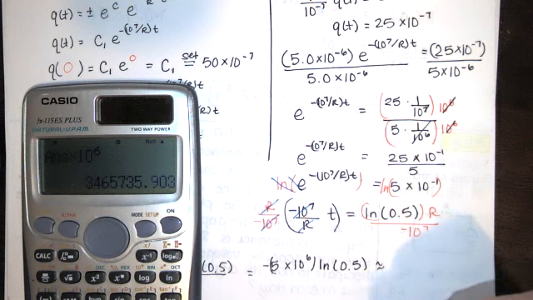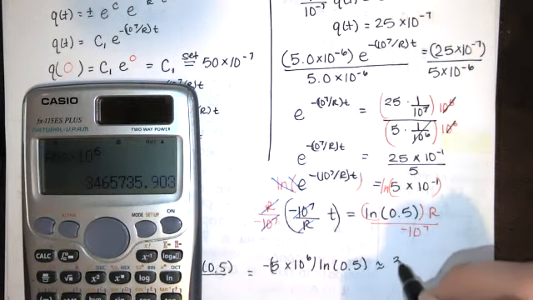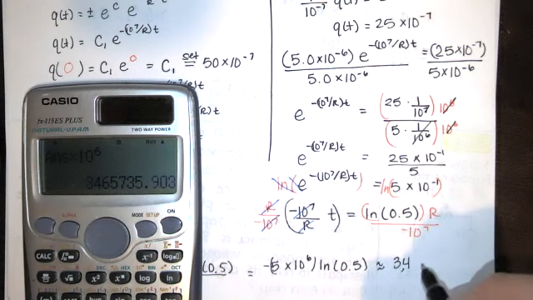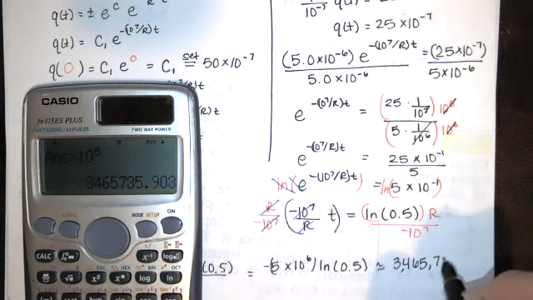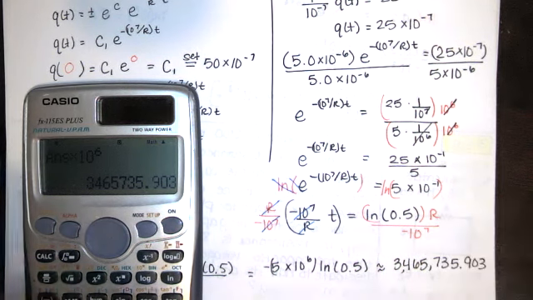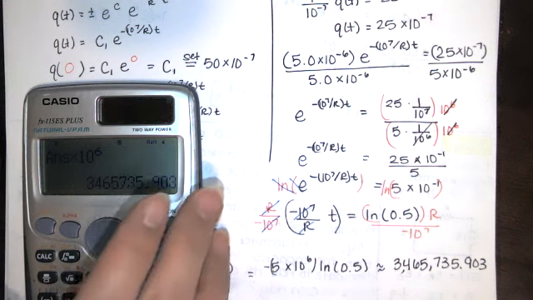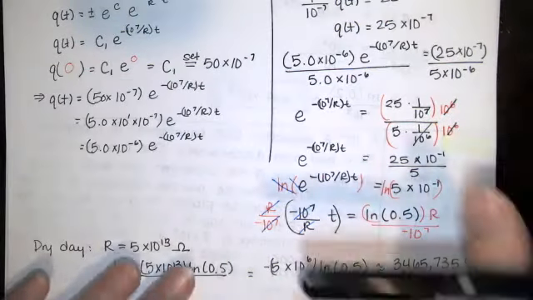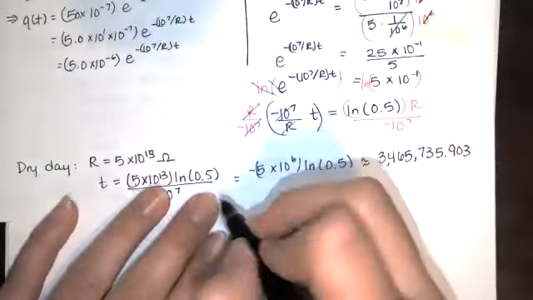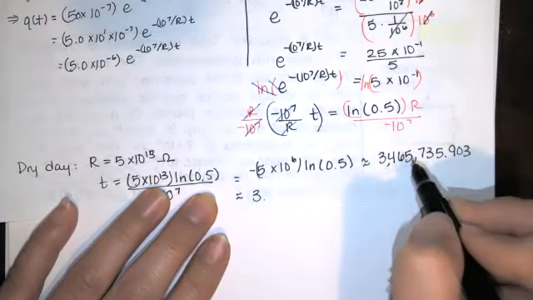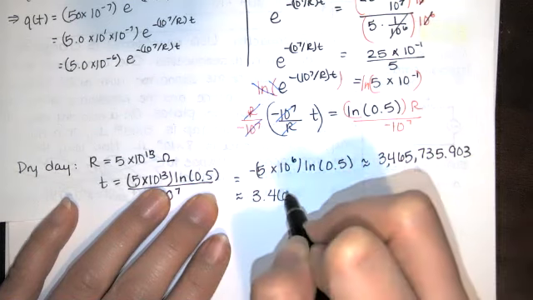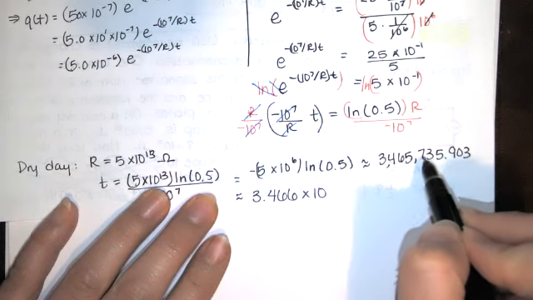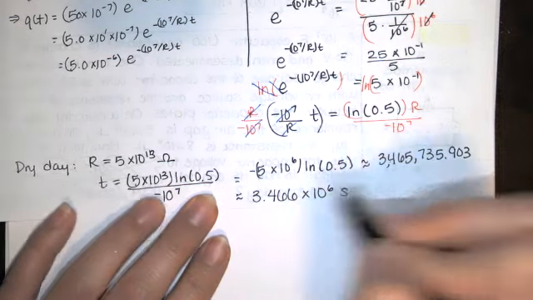And let's see, that's a lot of seconds. So I've got 3,465,735.903 seconds. But I'm sure we want to round. Let me look at that problem statement online again. They want us to use 3 decimal places as needed and scientific notation. So we'll say this is approximately 3.466 times 10 to the 6th power seconds.